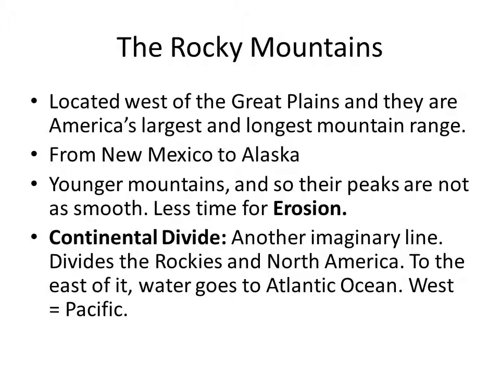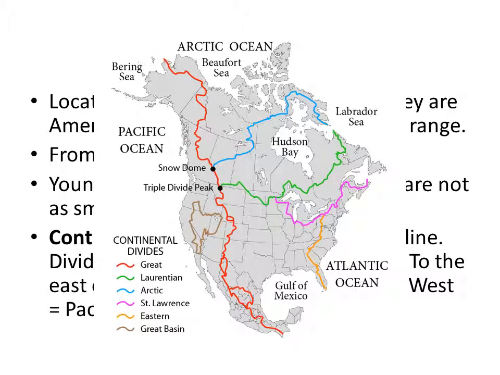There's also a continental divide that goes through this Rocky Mountain range. It divides the Rockies and North America. You can think of this continental divide as this: to the east of this divide, water goes to the Atlantic Ocean. To the west of this, it goes to the Pacific. It's kind of like just a line in the sand, an imaginary line that determines where water goes when raining.